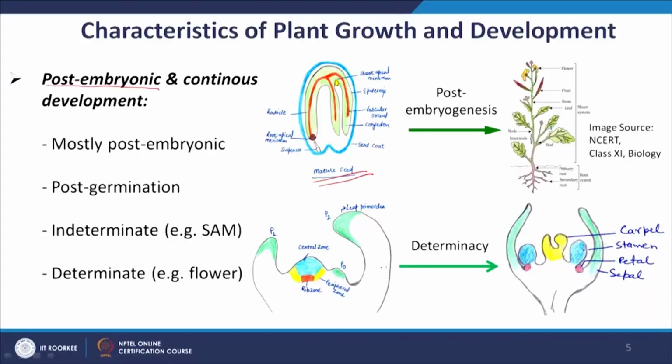Another very important characteristic feature of growth and development in plants is indeterminate versus determinate growth. In indeterminate growth, growth and development is happening and is not getting terminated; it happens throughout the life, and this is typically the case with the shoot apical meristem. The shoot apical meristems in higher plants, or in perennial plants, continuously grow. They grow throughout their life. This kind of growth is called indeterminate growth.